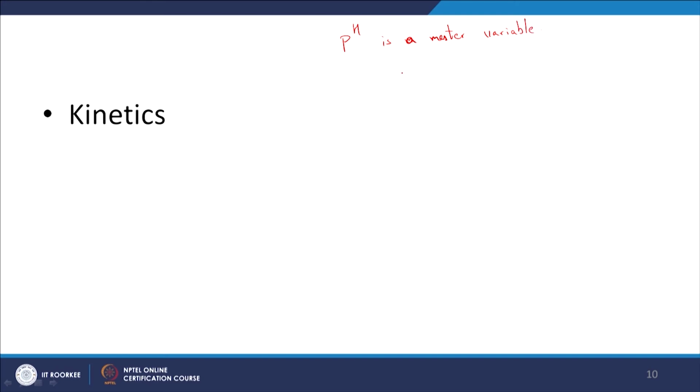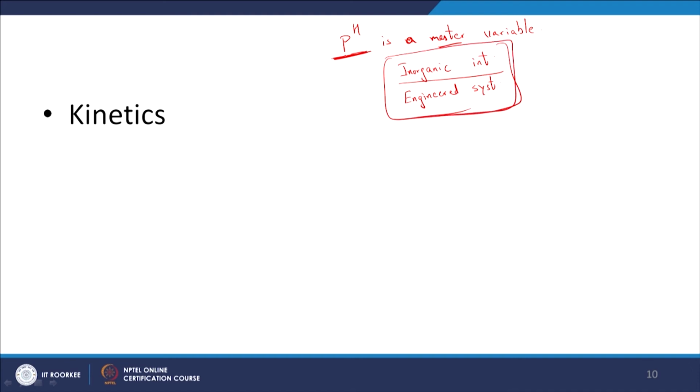It means that in the context of almost all inorganic interactions, or most other systems or engineered systems, pH is a key variable, or the master variable, especially with respect to inorganic interactions and most of our engineered systems. pH or the relevant acid base reactions are going to be the key. So, now we are going to talk about kinetics in the context of acid base.